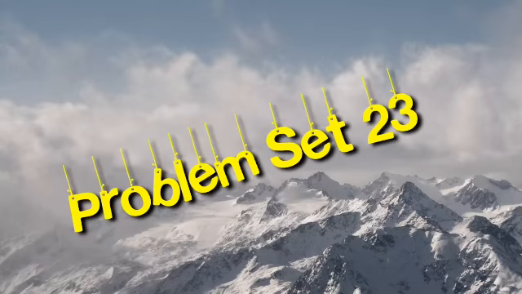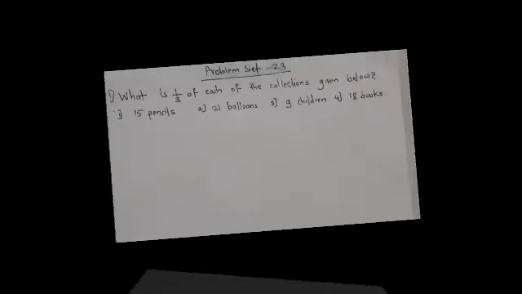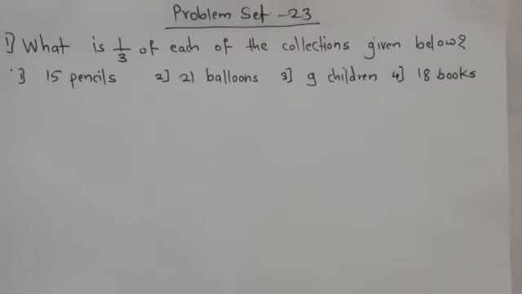Let's solve problem set 23. Example 1. What is 1 upon 3 of each of the collections given below? First, 15 pencils. What do we have to find? We have to find the fraction of a collection. Means we have to find 1/3 of 15 pencils.